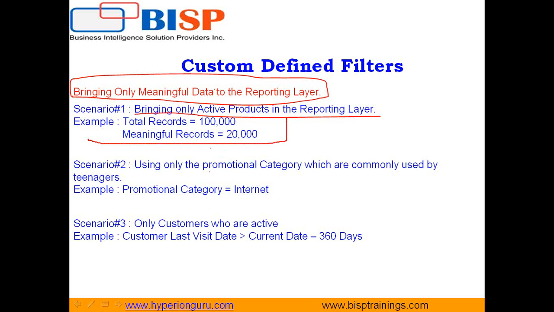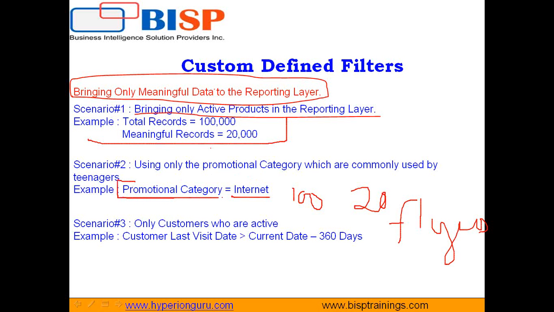Another example over here, there are so many promotions. I have a table called promotions. There are 100 promotion categories. And 20 years back, we used to use flyers or pamphlets. But these days, nobody uses pamphlets. People use the latest communication mechanisms like the internet, Facebook and all. So my promotion table is very huge and I want to filter only the meaningful records for my analysis. So I can apply a filter. So data can be filtered considering your user needs.